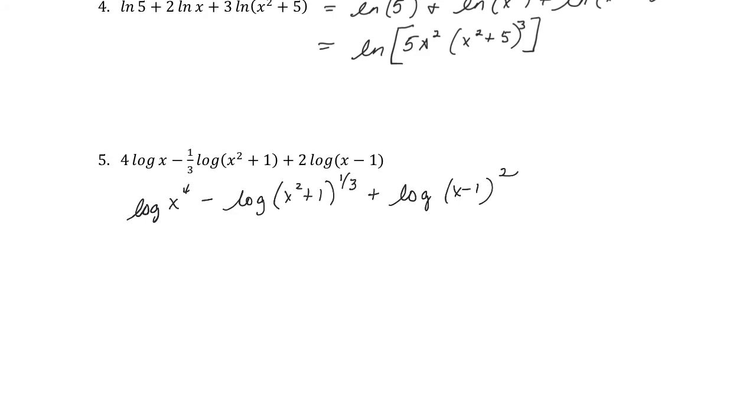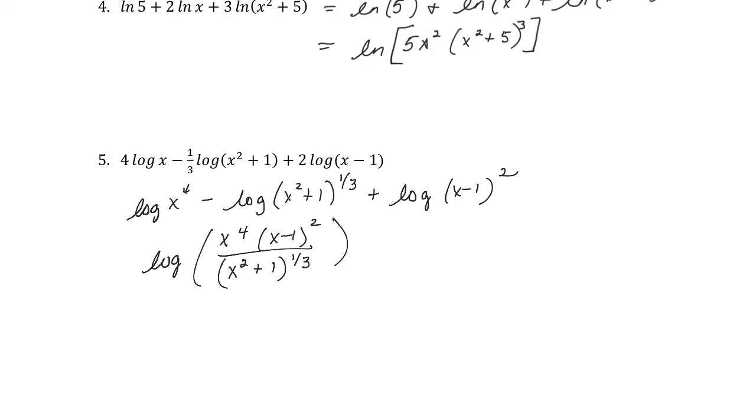Remember, if it's positive, it goes in the numerator, negative in the denominator. So this is the log of x to the fourth minus the log of x squared plus 1 to the 1/3. So minus tells me this goes in the denominator, x squared plus 1 to the 1/3, and then the log of x minus 1 squared is x minus 1 squared in the numerator. And so your final answer is you're taking the log of x to the fourth times x minus 1 squared times x squared plus 1 to the 1/3.